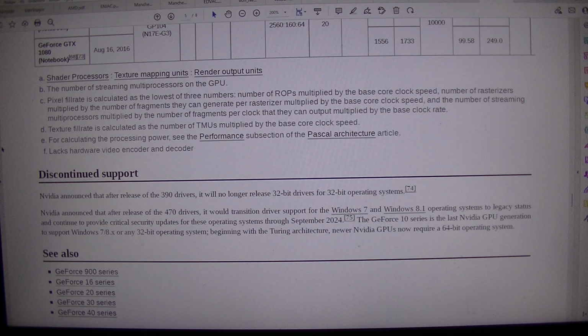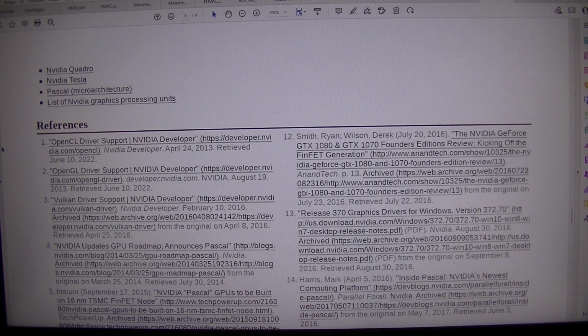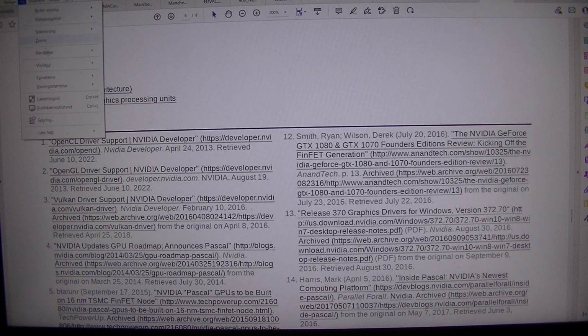See also: GeForce 900 series, GeForce 16 series, GeForce 20 series, GeForce 30 series, GeForce 40 series, Nvidia Quadro, Nvidia Tesla, Pascal microarchitecture, List of Nvidia graphics processing units.